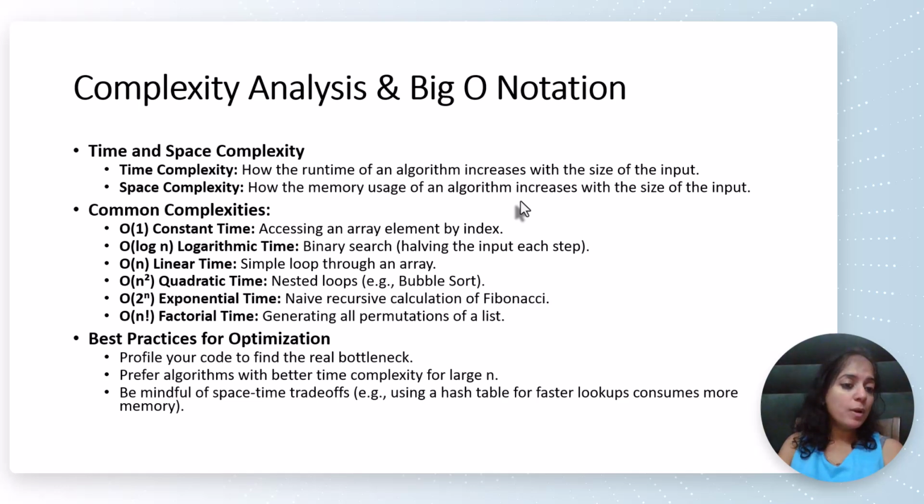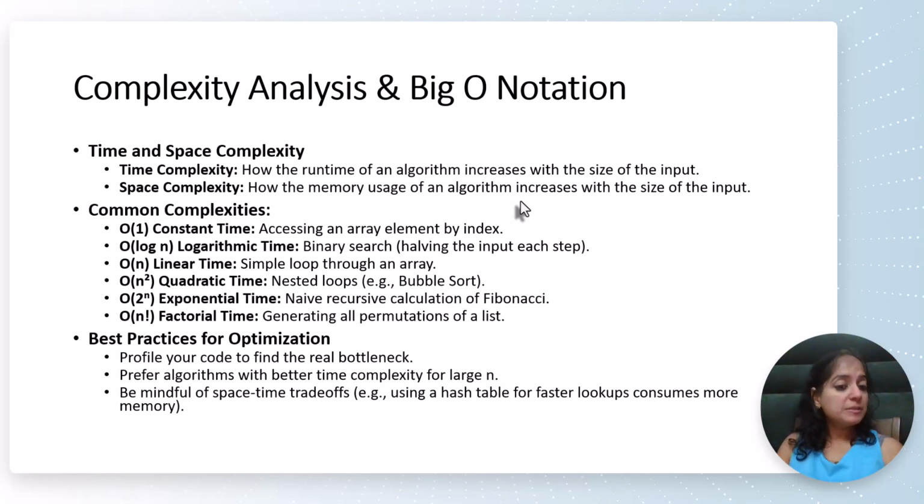Then big O of n squared, quadratic time, whenever we have nested loops. Then exponential time is big O of 2 raised to the power n, like if you have to calculate the Fibonacci series by recursive calculation, that is exponential time. Then big O of n factorial. For example, you are given a list of 10 numbers and you need to find all the permutations of that list, so it will take factorial time.